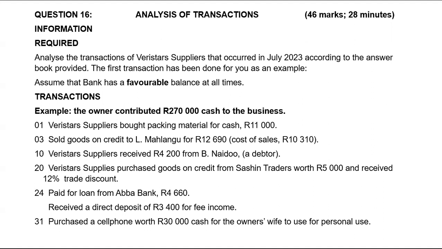Now transactions, and the example says the owner contributed 270,000 cash to the business. Two accounts affected there will be capital and bank. Remember, you are representing Veristar suppliers, which is this business here. The owner contributed 270,000 into Veristar suppliers.